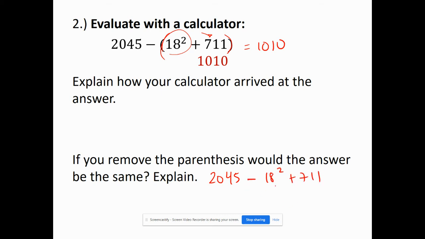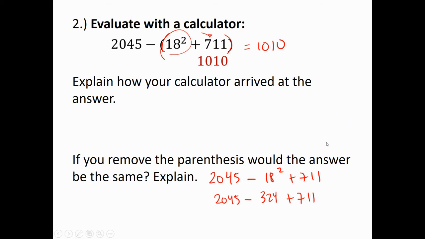Well, what do we do first? 18 squared, which is what we did first anyway. I'm going to do that on my handheld calculator here so I don't have to pull up beast mode. Okay, now what would have happened? We would go left to right. Even though maybe you want to do the addition first, order of operations says go left to right. So I do 2045 minus 324, and I get 1721, and then I add 711, and I get 2432, which is completely different than what I had before.